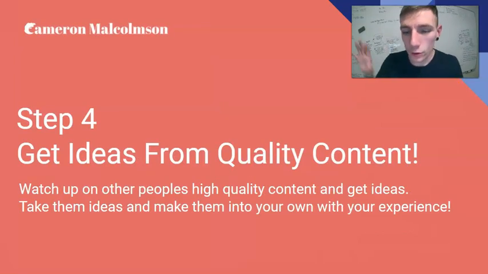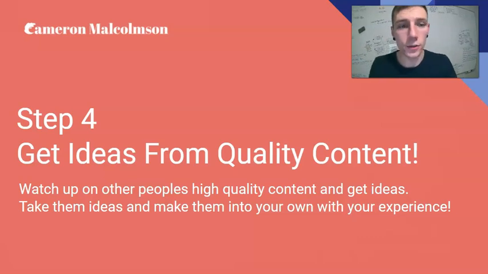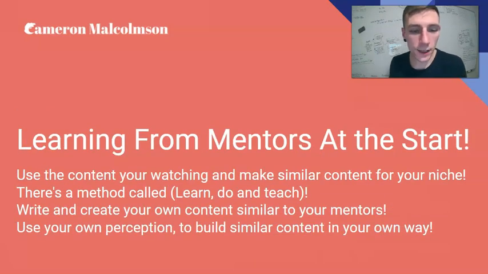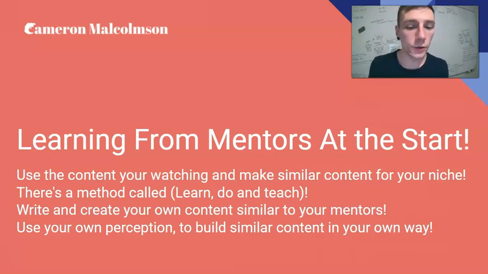And then once you do that, if you've already got an existing email list, you can do that. If you don't, you can skip step 3 and go to step 4. Step 4 is you can get ideas from great quality content, and you can watch other people's quality content to get ideas. Take those ideas, make them into your own through your own experience. So the idea is kind of learn, do, teach, and you can learn from your mentors at the start. Use the content you're watching, make similar content for your niche, and the method is called learn, do, and then teach.